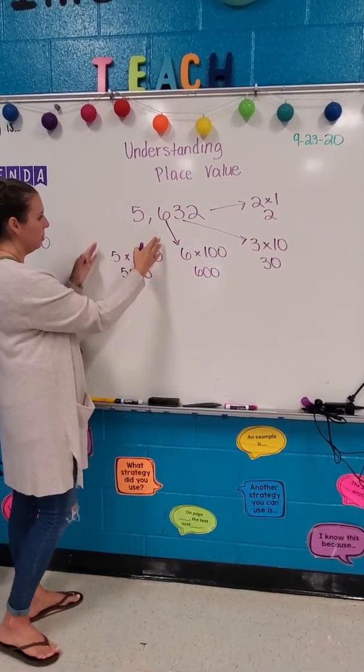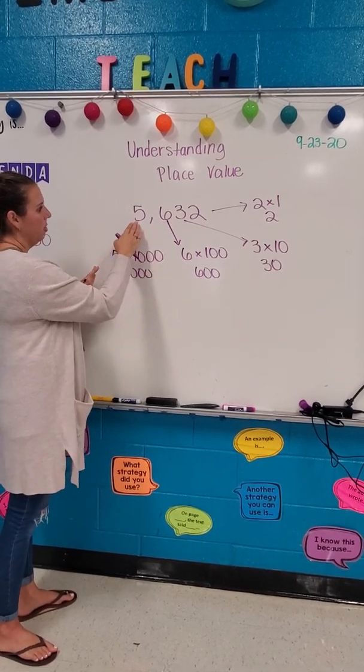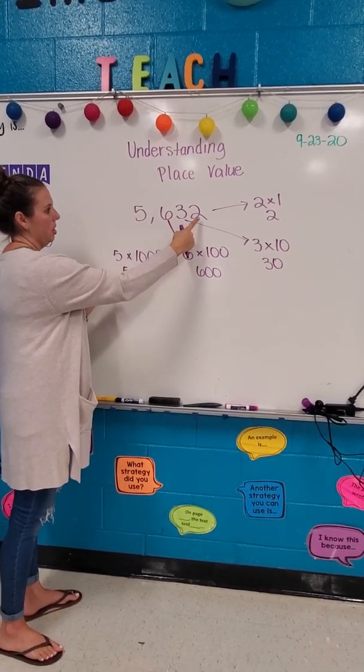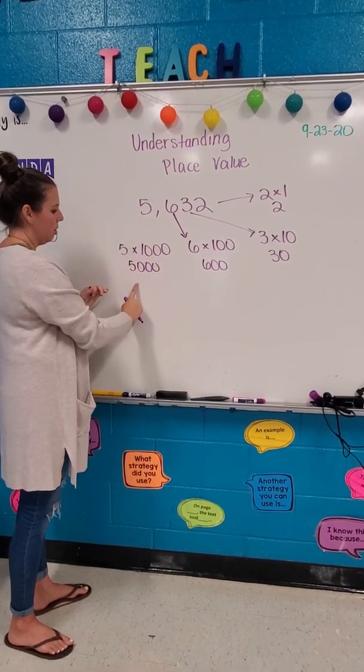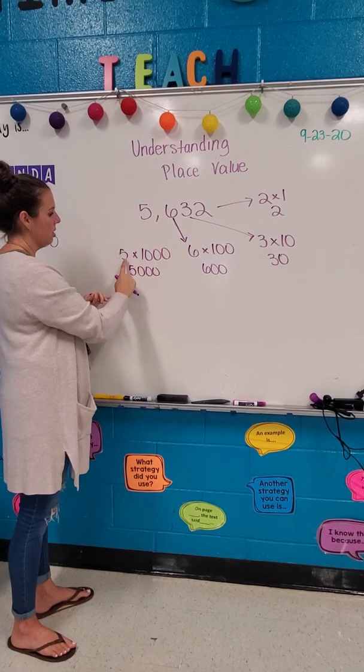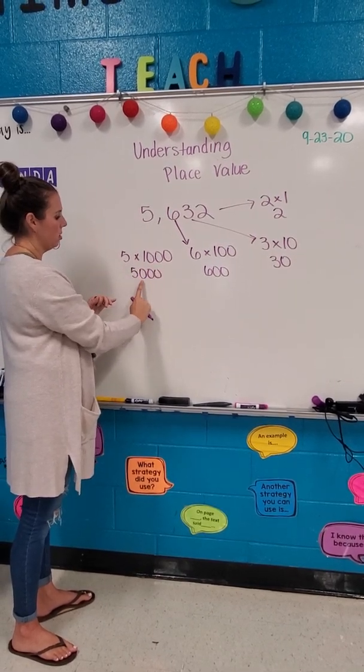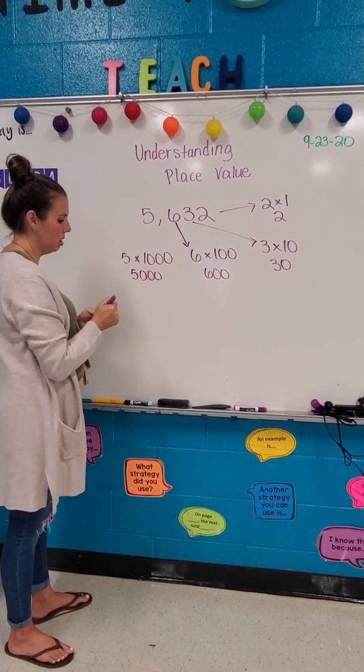So this is helping us to understand this is a 5, this is a 6, this is a 3, this is a 2, but what is this 5 worth? And that's how we could figure it out. 5 in the thousands place means 5 times 1,000, or it's worth 5,000.